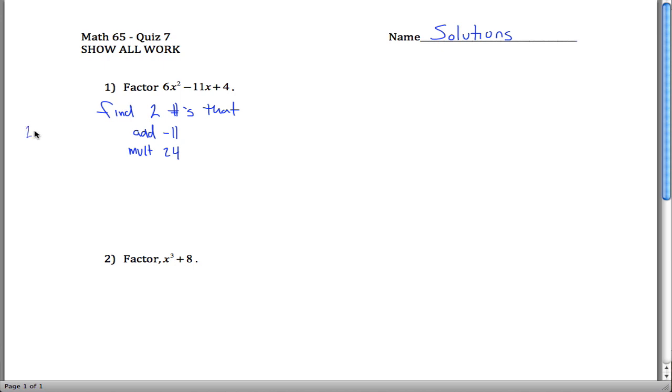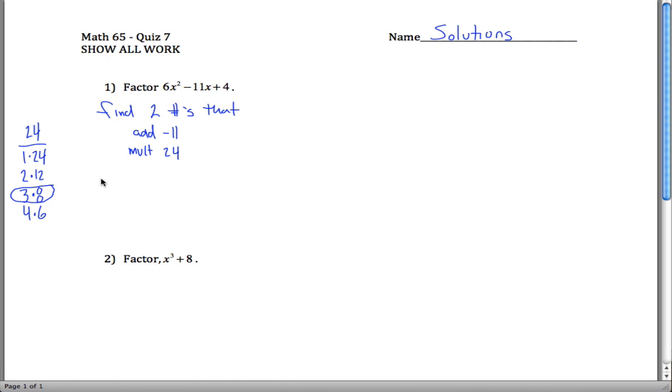One way to do that is to list everything that multiplies to 24. 1 times 24 would work, 2 times 12 would work, 3 times 8 would work, and 4 times 6 would work. And then look at those pairs. We want it to multiply to 24, so they either both have to be positive or both negative. But we want to add to negative 11, so they both have to be negative. I think that'll be this pair right here, as long as we make them both negative.